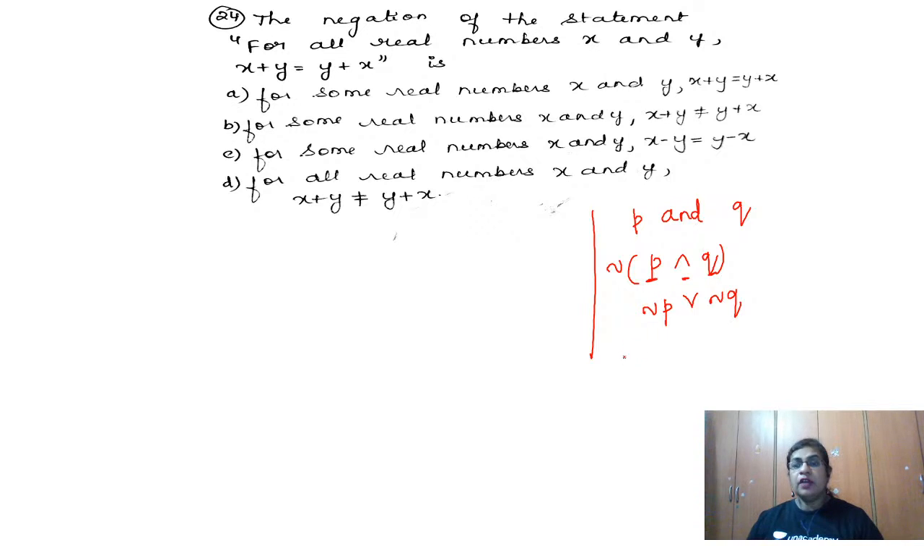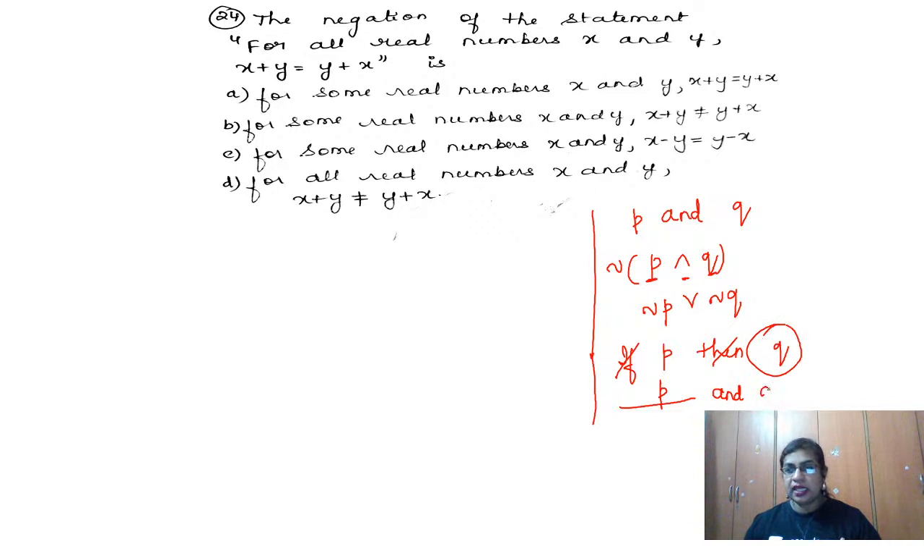But if you have an if-then statement, if P then Q, how do we find the negation? Whenever you have if then, the procedure is this: cut the 'if', write the statement till the word 'then' as it is, cut the word 'then', write 'and', and write the negation of the remaining part. So it is negation Q.